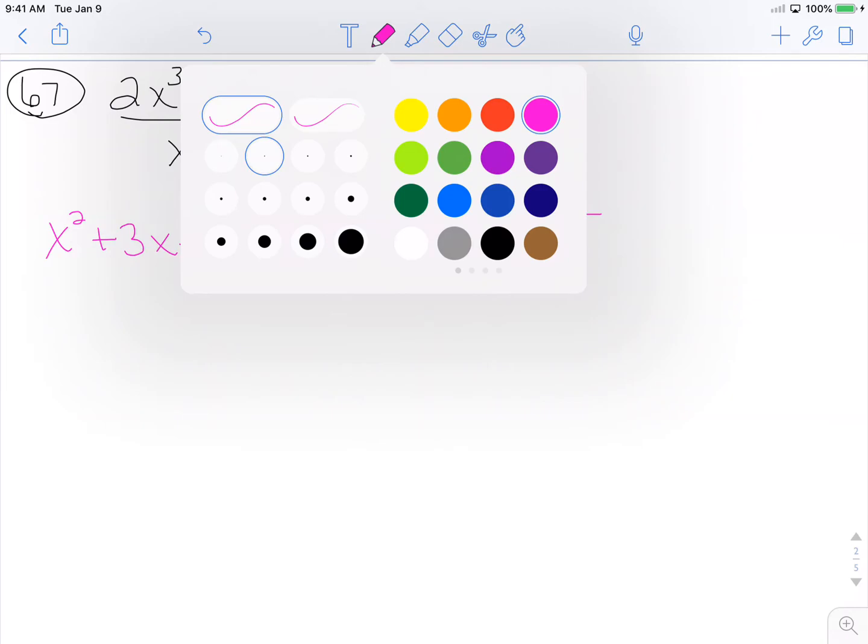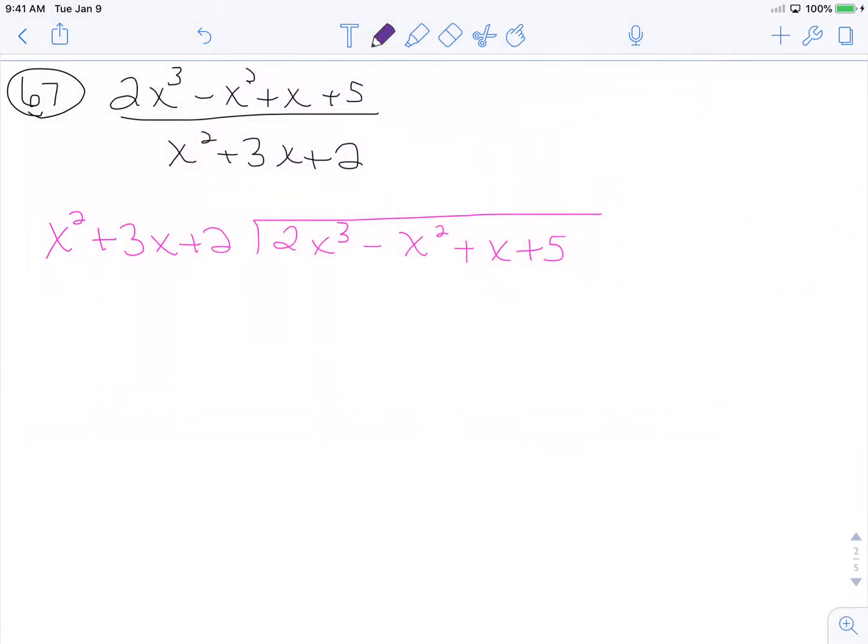And then with long division, which we did way back in chapter 2, you're only looking at the first term, and you're asking yourself, what do you need to multiply it by to make it 2x cubed? So Josh, what do you need to multiply x squared by to make it 2x cubed? 2x? Yeah. So 2x, we can place that over the x term just to keep things lined up.